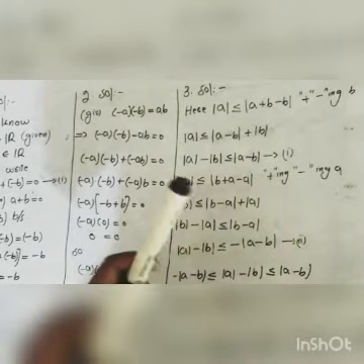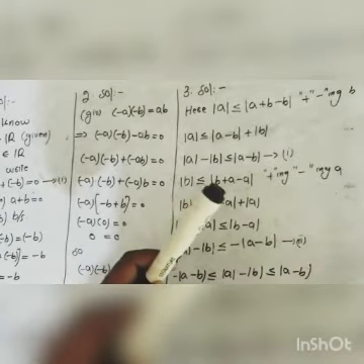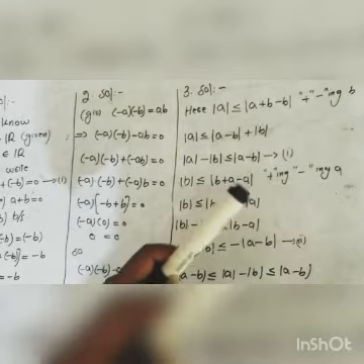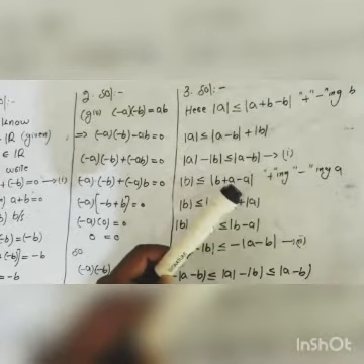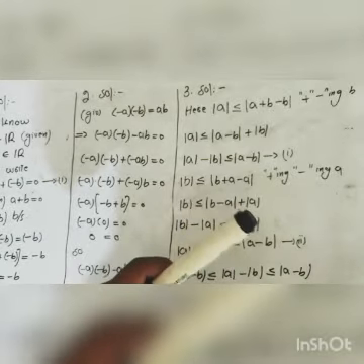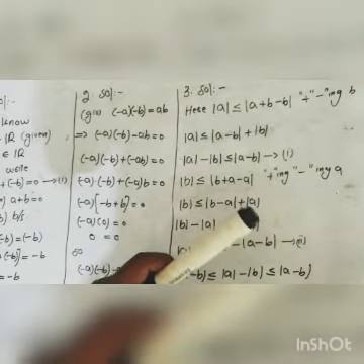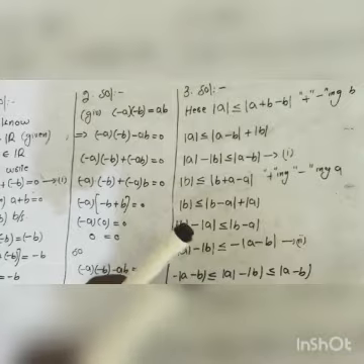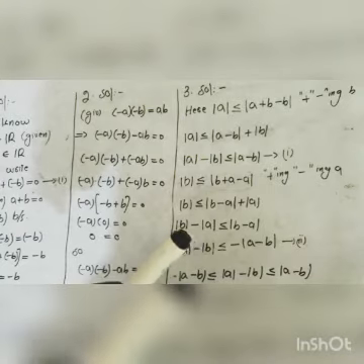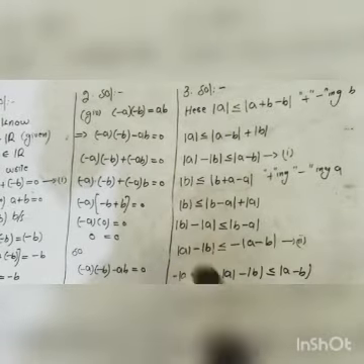Now again we take the absolute value of B, which is less than or equal to |B + A - A|. Here we are adding and subtracting A on both sides. So we separate |B - A| + |A|. Here |A| has a positive sign, and when we transfer it to this side, it gets a negative sign. So this equation becomes |B| - |A| is less than or equal to |B - A|.